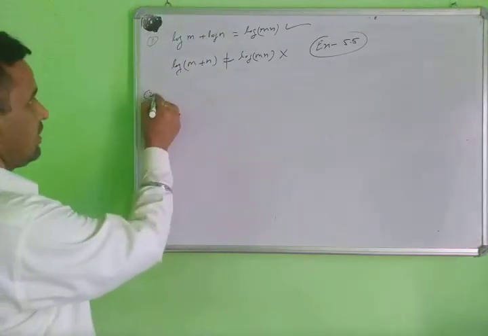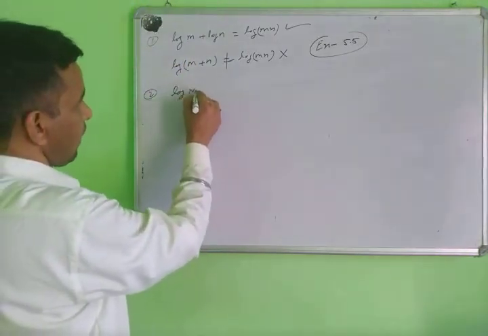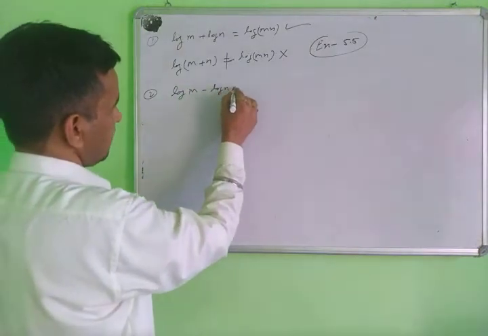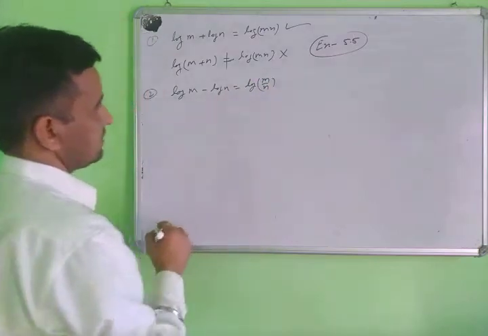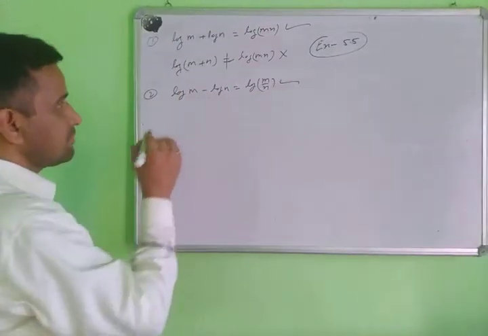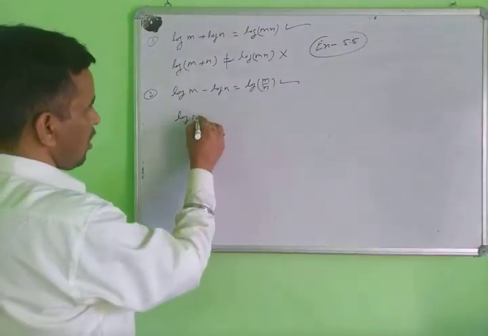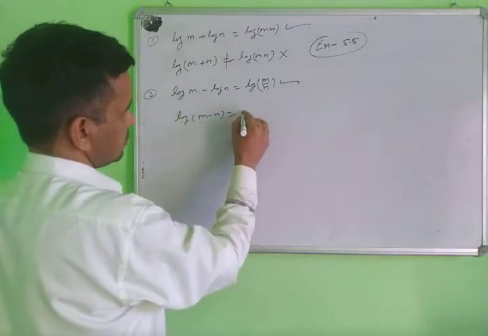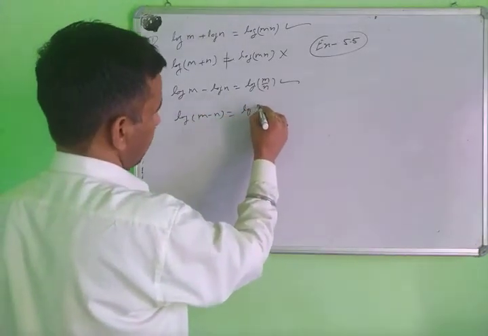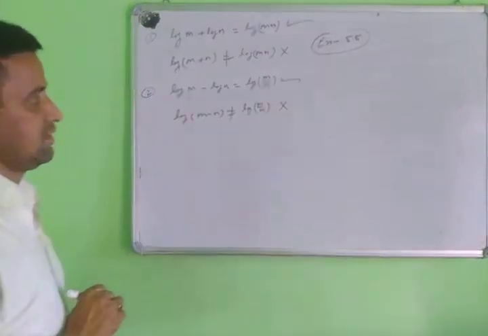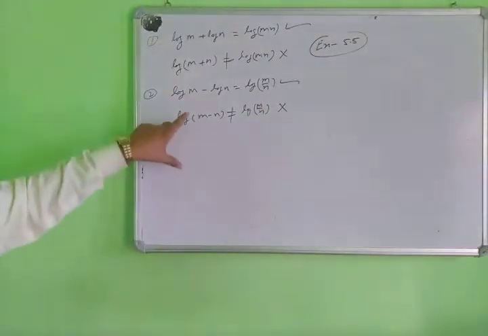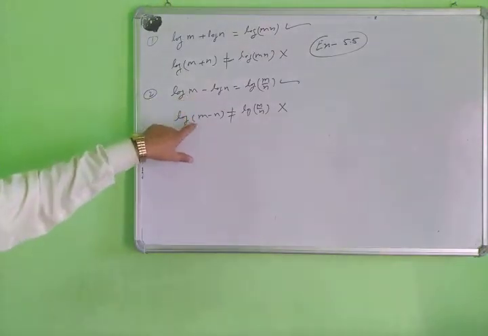Second identity: log m minus log n, you can write as log m upon n. This is the correct identity. What mistake do students make here? The same mistake: log of m minus n, students write log m upon n. This is wrong. This is not correct. The correct identity is the earlier one; this is the wrong identity.